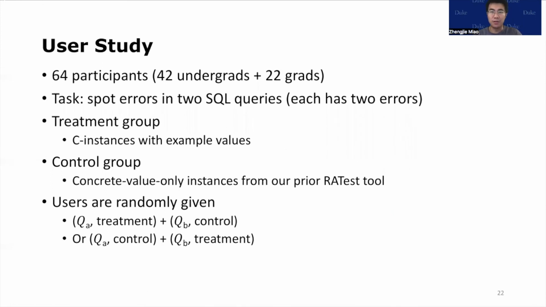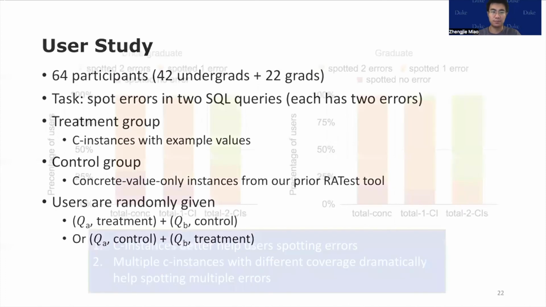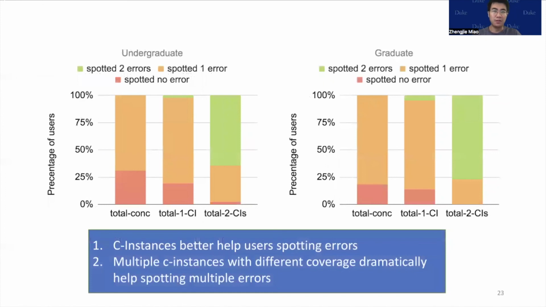We also conducted a user study to evaluate the effectiveness of these instances. We recruited 64 participants, and the task was to spot errors in two SQL queries. The treatment group sees C instances with example values, while the control group sees concrete value-only instances. Users are divided into two groups at random. Each group saw a different combination of queries and instances. The overall user performance shows that the concrete instance is already helpful. Only 31% of the undergraduate users fail to find an error.